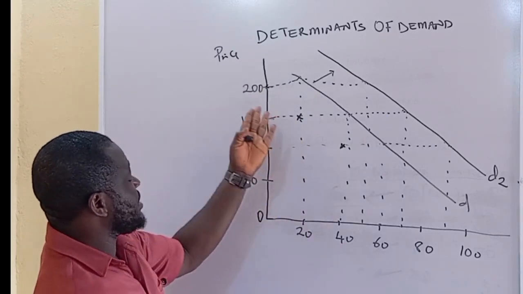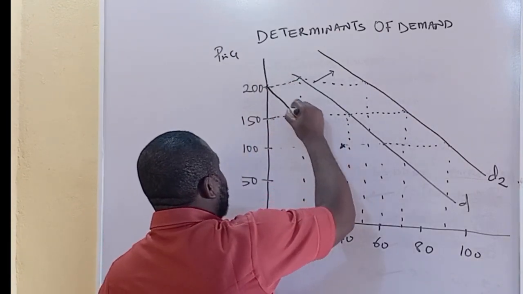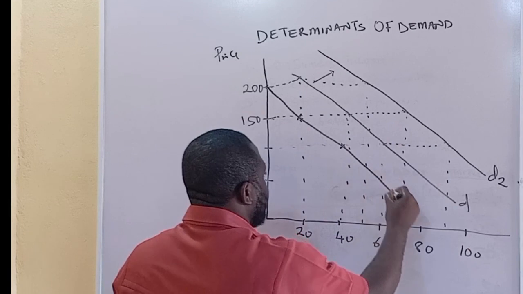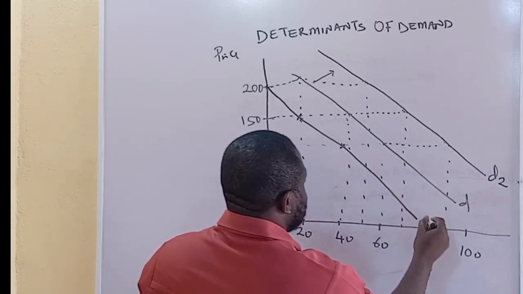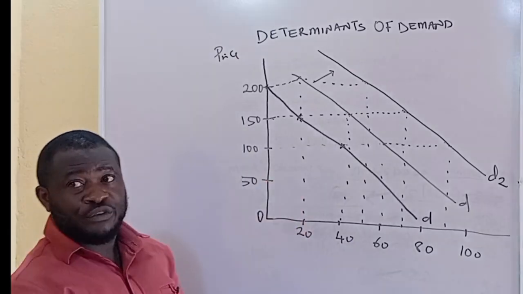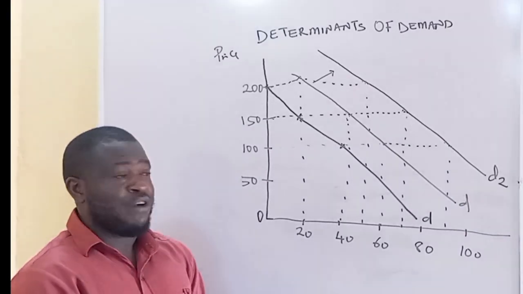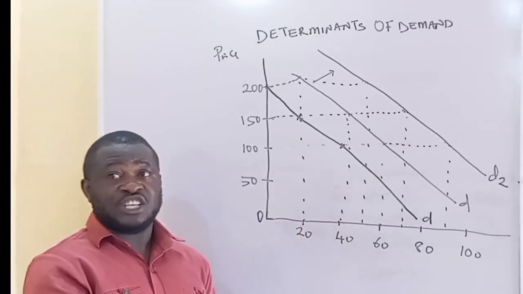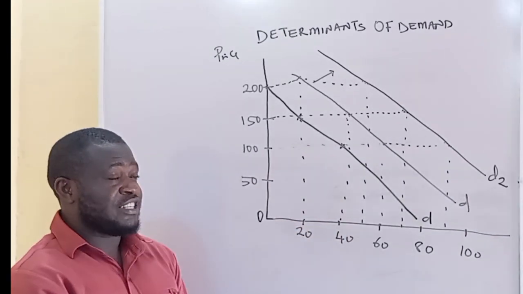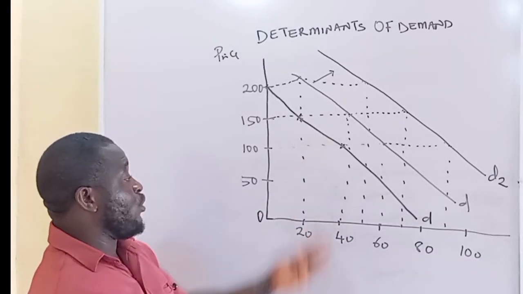Hence, if we join these lines together like we've been doing, we still obtain another demand curve, which is now lower than the initial demand curve, meaning that as a result of a reduction in the income of Mr. A, Mr. A can no longer afford to purchase the quantities of goods and services he was purchasing previously. Hence, there was a resultant leftward shift in the demand curve of Mr. A.